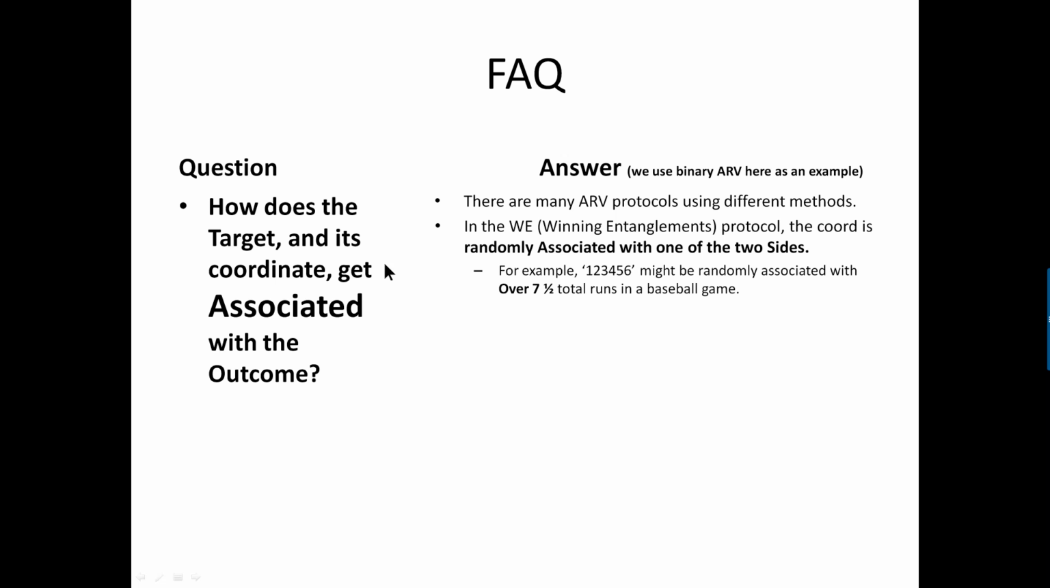That coordinate is randomly associated, the computer does this, with one of the two sides. So in a baseball game, for example, that coordinate, that target, because this coordinate is also associated with the final outcome target, might be randomly associated with over, let's say. So let's take this example of over. Okay? So the computer has now said that this coordinate is associated with over. It has not said anything else yet in linear time. That's all it said.